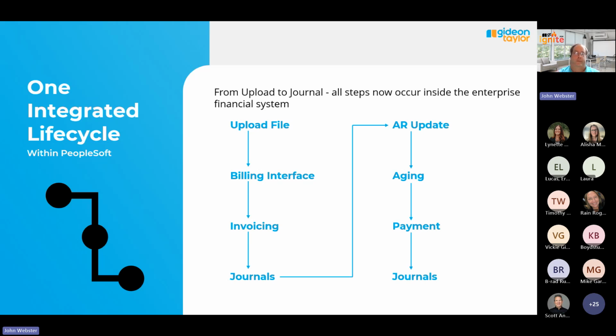Starting from the upload file, it flows into the billing interface, flows into the invoice. You create journals from that information with your revenue data. That invoice flows to AR, updates AR. You might age that invoice before you get paid. And then again, once you get paid, you create accounting for it and you get the cash application journals. And all of that flows within the delivered PeopleSoft process. No need for customization or anything like that. It's all configuration driven.